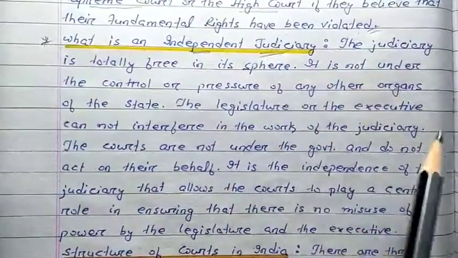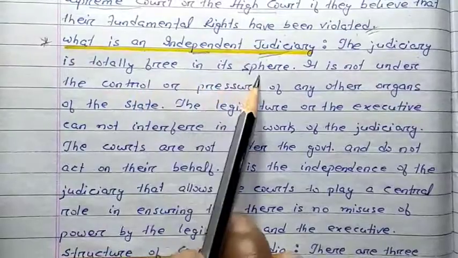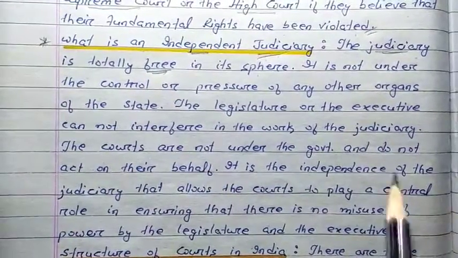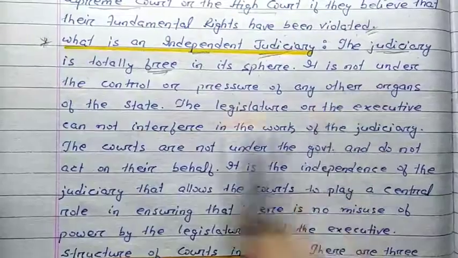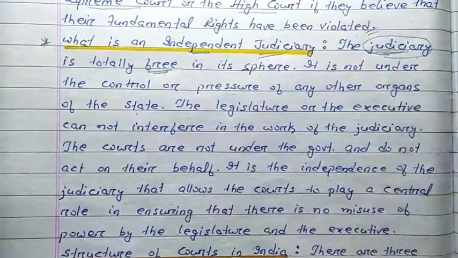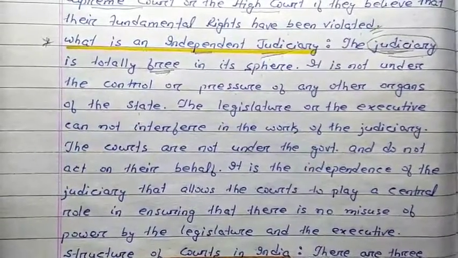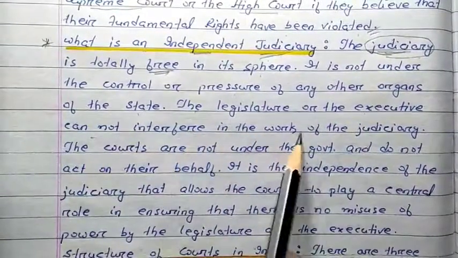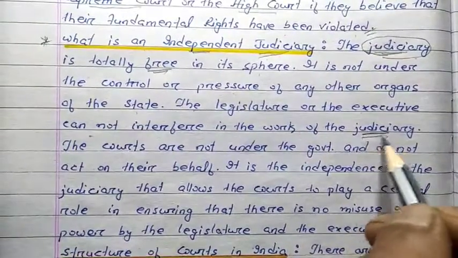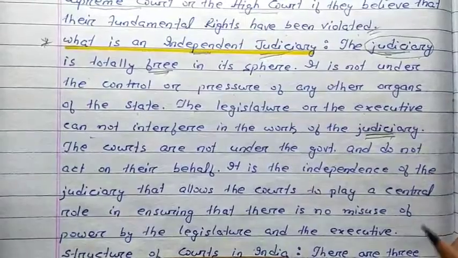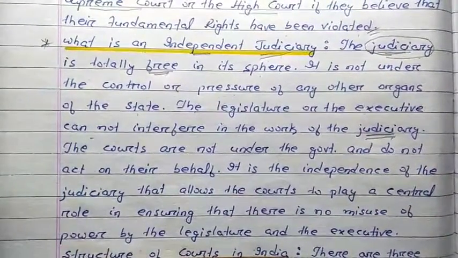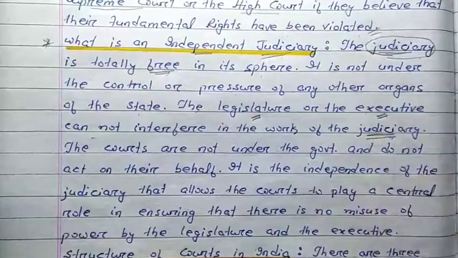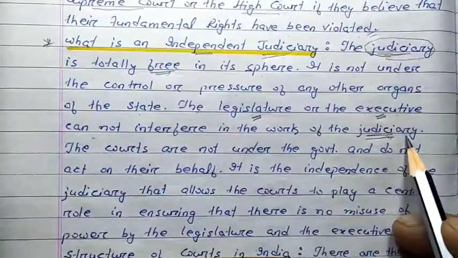And why should it be independent? See, the judiciary is totally free in its sphere, meaning it is totally free in its working and its functions. It is not under the control or pressure of any other organs of the state. It is not under the executive or under the pressure or control of the legislature. The legislature or the executive cannot interfere in the work of the judiciary. We already got that if the judiciary feels that any law framed by the parliament is against the constitution or against the fundamental rights of the people, it can interfere in the work of the legislature as well as the executive. But the legislature or the executive cannot interfere in the work of the judiciary.